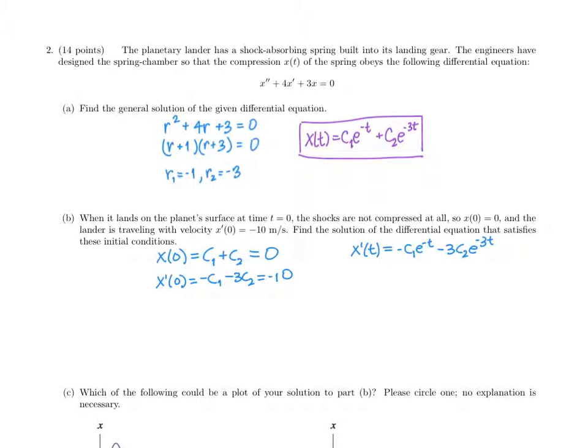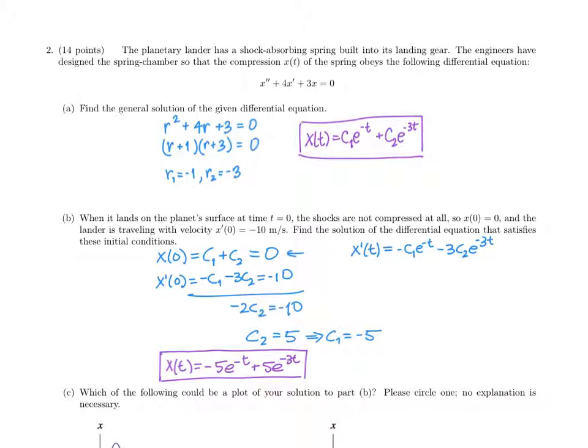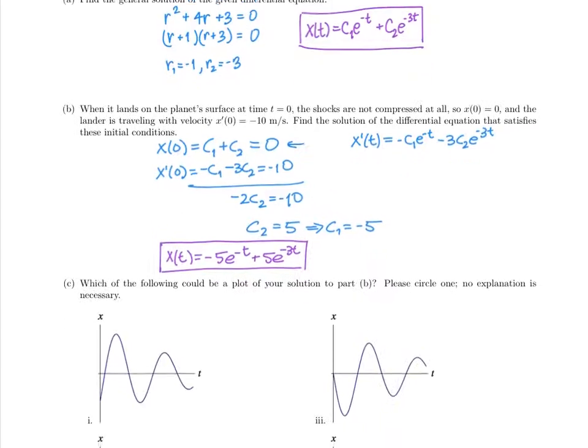Adding those two things together, the C1s will drop out, and we are left with negative 2C2 is equal to -10, which means that C2 is equal to 5, which means that C1, given that first equation right here, how useful, C1 will be equal to -5, given that C2 is equal to +5. This means that our particular solution is going to be x of t equals -5 e to the negative t plus 5 e to the negative 3t. Woohoo! If you've been through the rest of this video, you probably feel like a total pro by now.